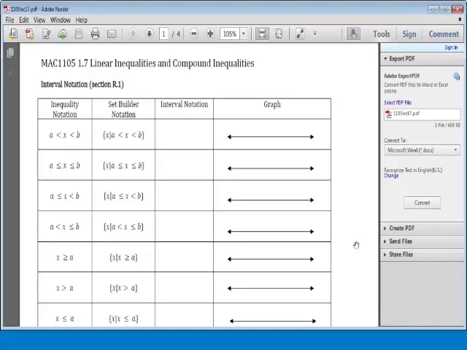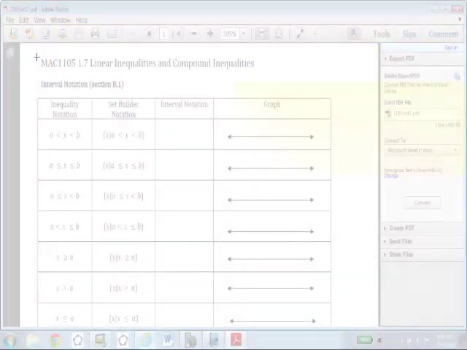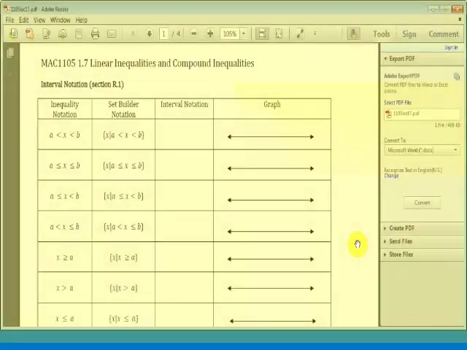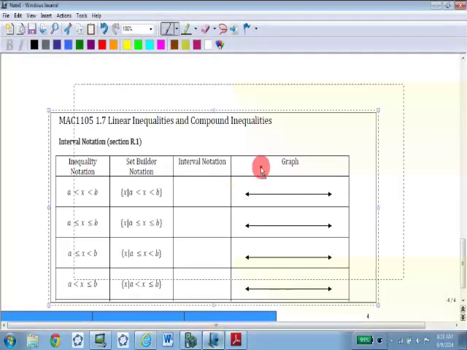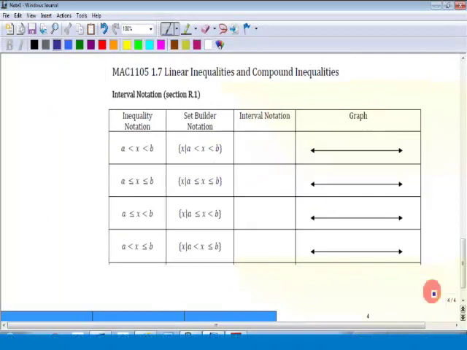So, for intervals, I try to break these down into two basic categories, the bounded intervals and the unbounded intervals. There are other ways to further subclassify them. These are the bounded ones. Bounded means they don't go all the way to the right, they don't go all the way to the left. They have both a left-hand endpoint and a right-hand endpoint.